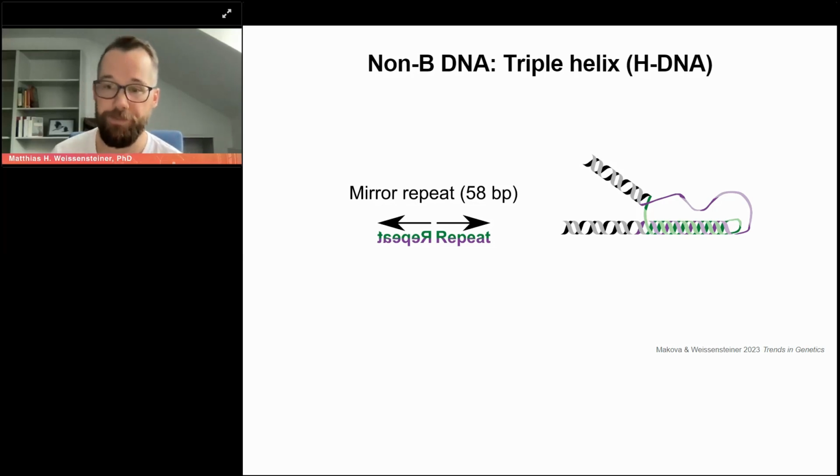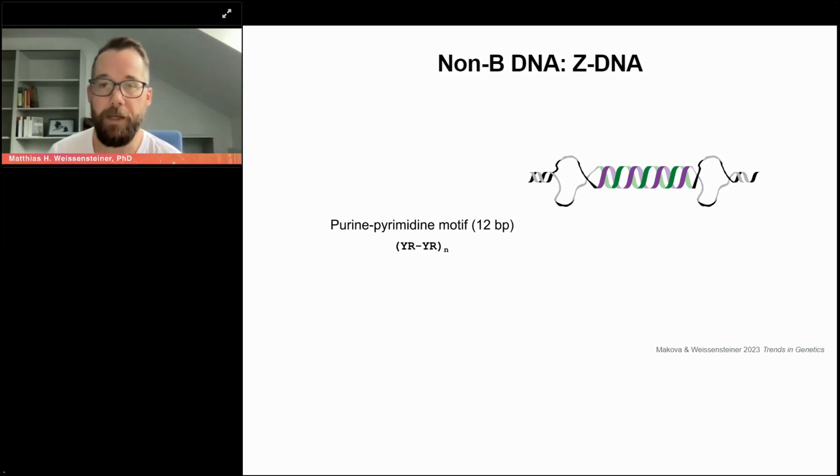And then finally, we have another helix structure, but in this case, it's a left winding helix, as opposed to the right winding double helix, the canonical structure. Here, it's a left winding helix, and it's also structured in a zigzag kind of way, and that's what's causing the name zDNA. And there are pyrimidine motifs underlying this structure.